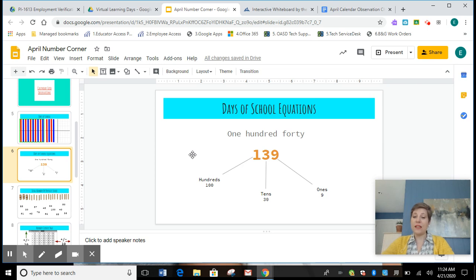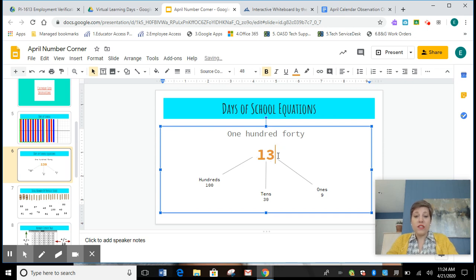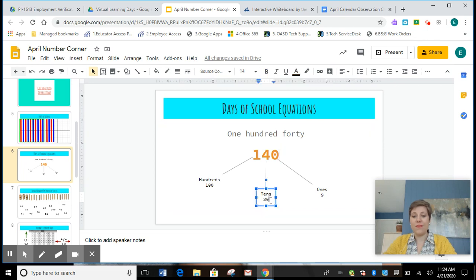This decade day is going to be a little different. We don't have a decade day page. We're not going to spend a lot of time writing those decade day equations, but I do want you to pay attention to what happens when I turn 139 into 140. So we're going to type into this box and change those numbers. I want you to think, how does that affect the number of 10s you're seeing? You're right, we no longer have 3 groups of 10, but we have 4 groups of 10 or 40.